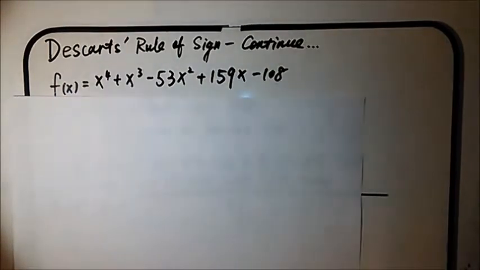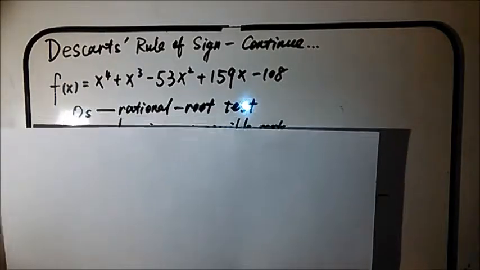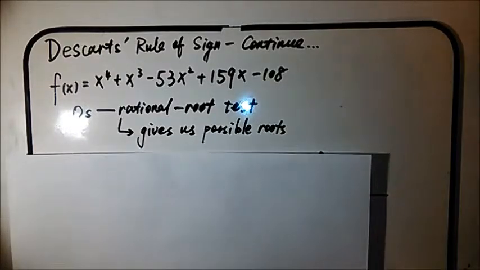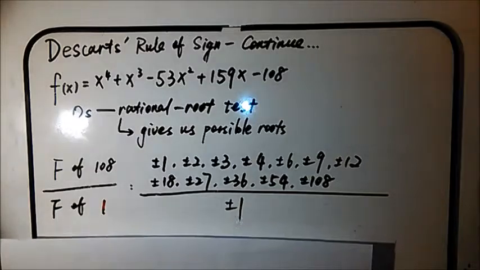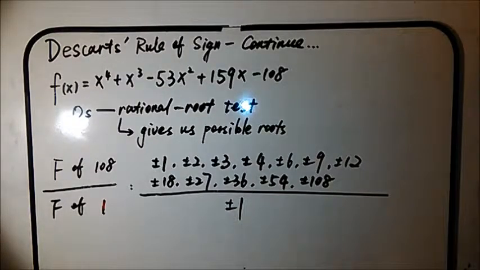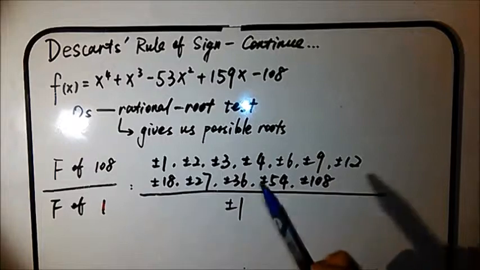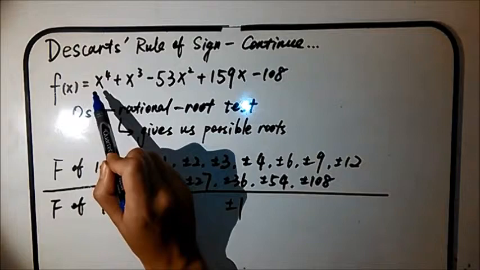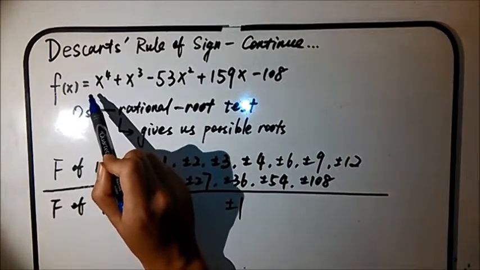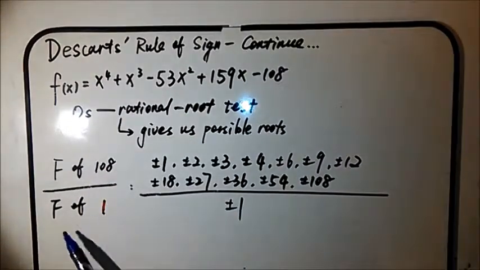Now in order to first get the possible roots, we're going to start off with the rational root test, like we did with the other problem. The rational root test gives us all the possible roots. We get the factors of 108, which is the constant, and we need the factors of our leading coefficient, which is 1.